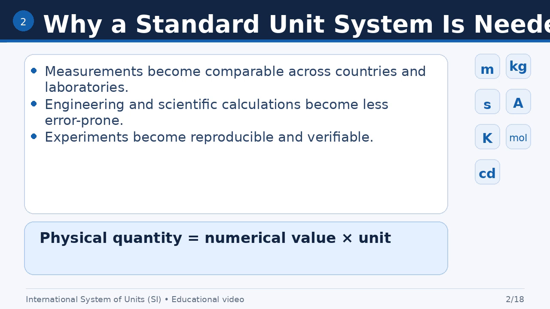Without a standard system, the same length could be reported in meters, feet, inches, yards, or miles. A standard unit system lets measurements made in different places be compared directly. It reduces calculation errors, and helps other laboratories repeat and verify scientific results.